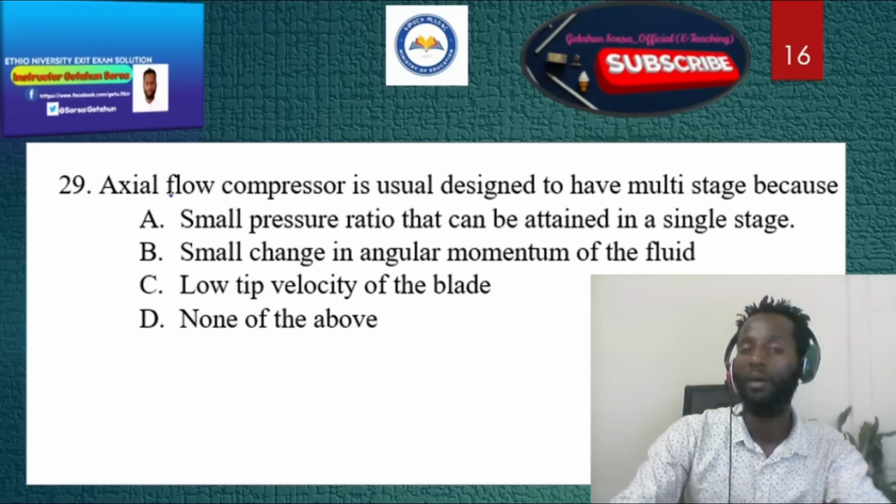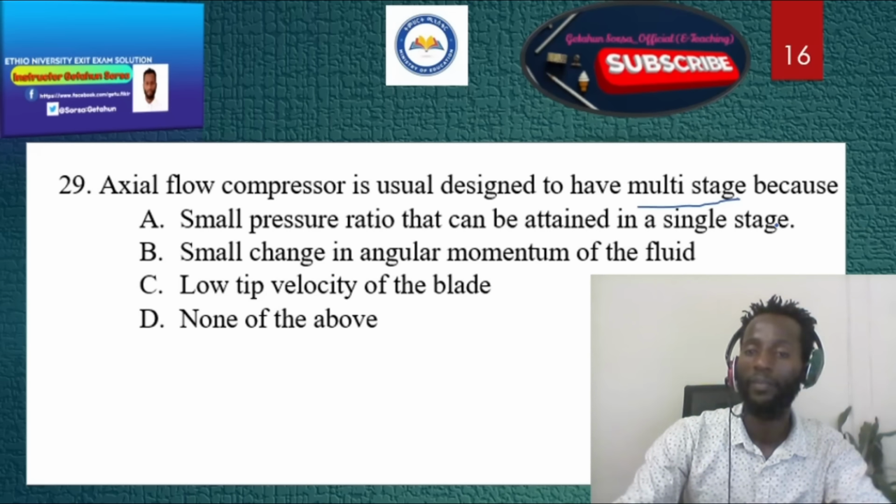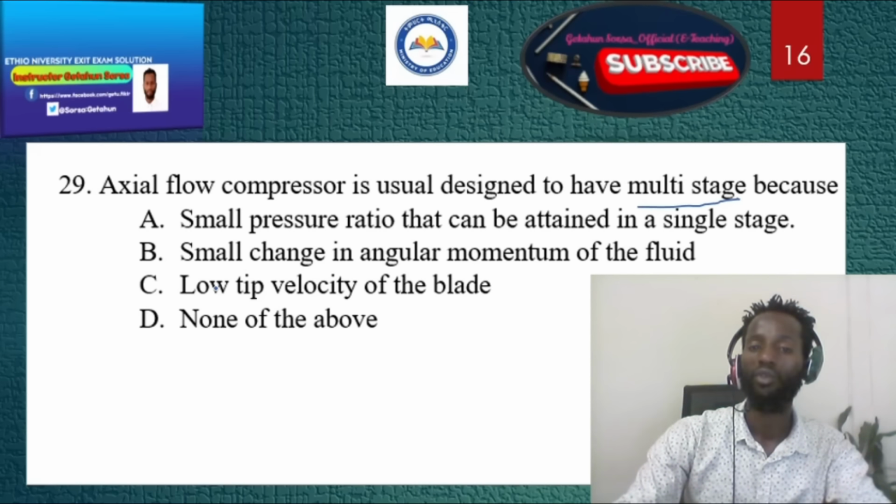An axial flow compressor is usually designed to have multiple stages. Why? A. Because of the small pressure ratio that can be attained in a single stage. B. Because of the small change in angular momentum of the fluid. C. Because of the low tip velocity of the blade. D. None of the above.